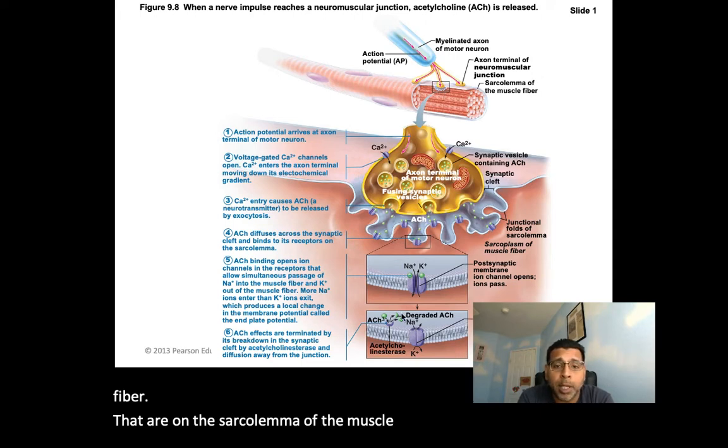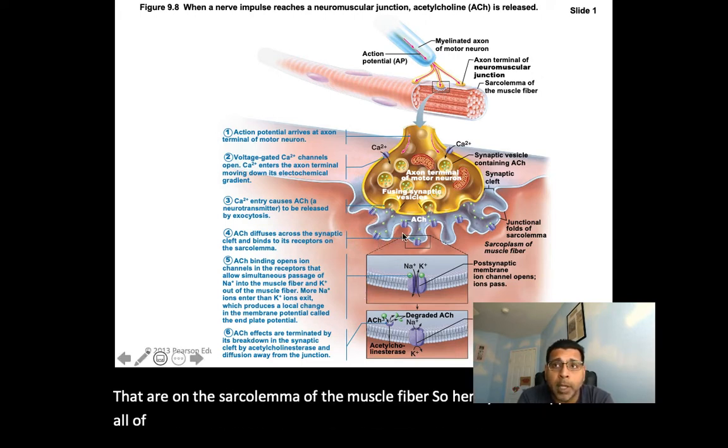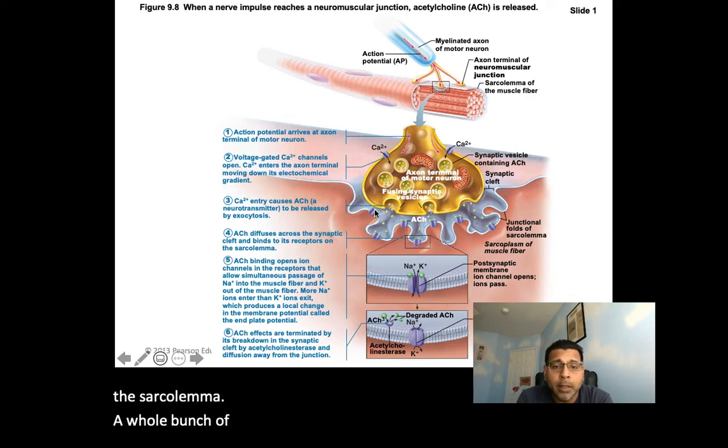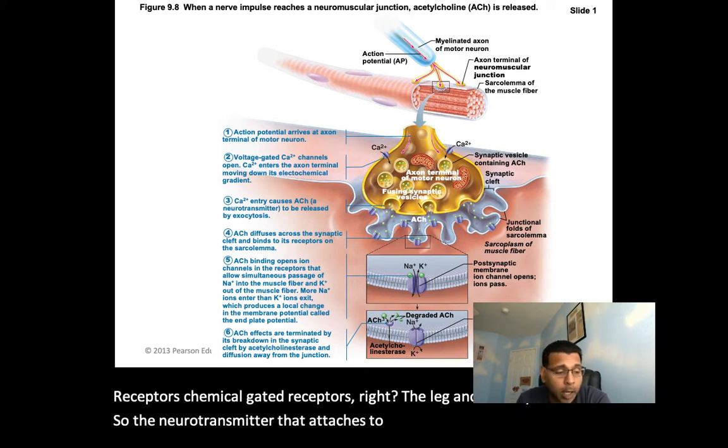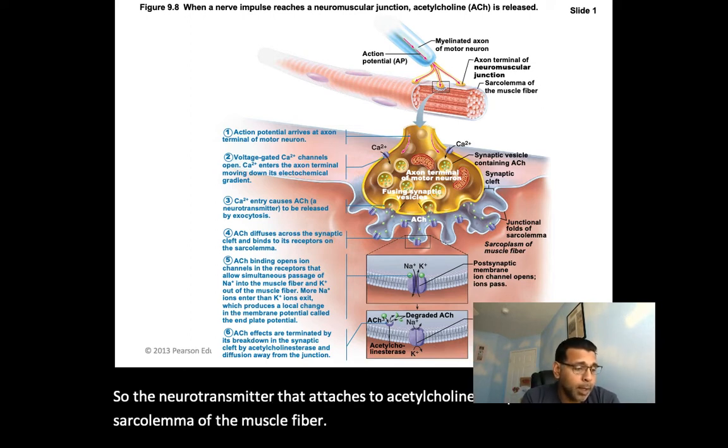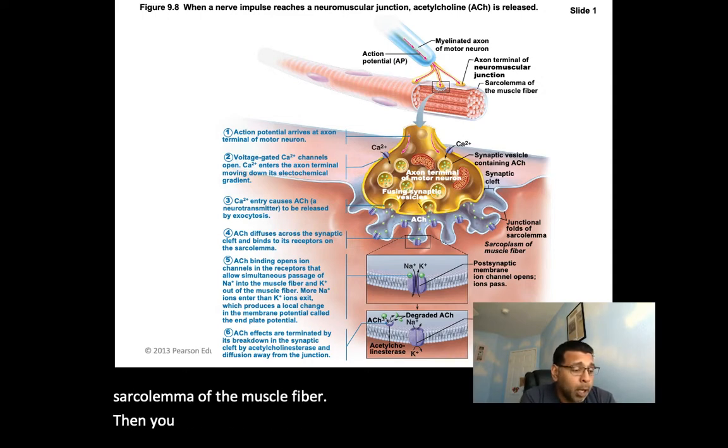So here you can appreciate all of those various receptors that we can appreciate now on the sarcolemma. A whole bunch of ligand-gated receptors, chemical-gated receptors, right? The ligand is acetylcholine. So it's a neurotransmitter that attaches to acetylcholine receptors on the sarcolemma of the muscle fiber. Then you'll question, how does a motor neuron stimulate the skeletal muscle fiber?